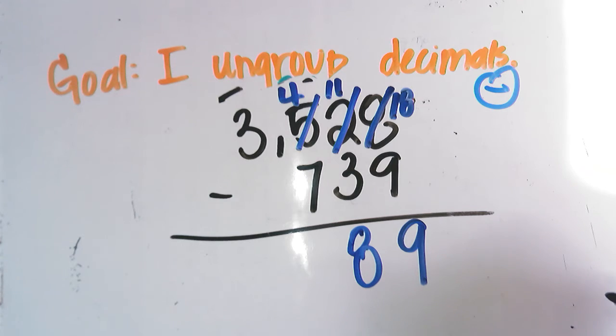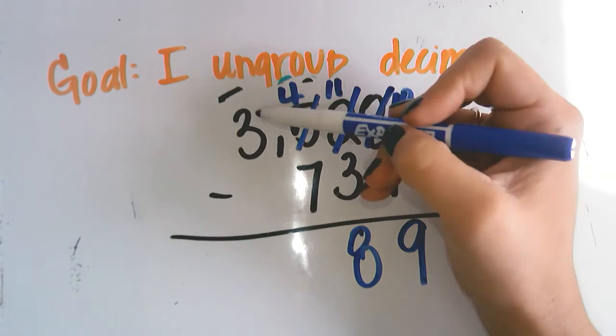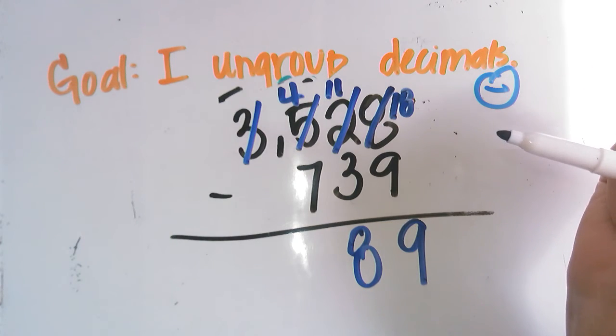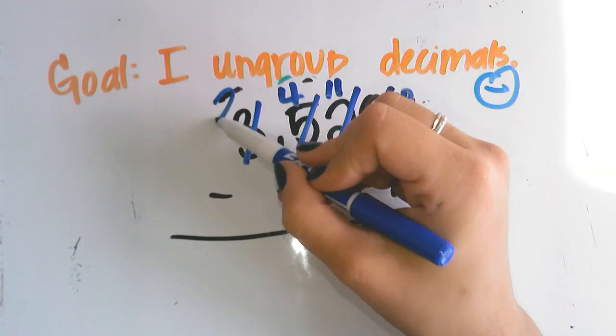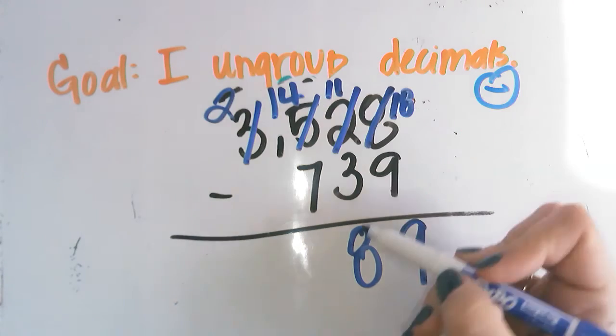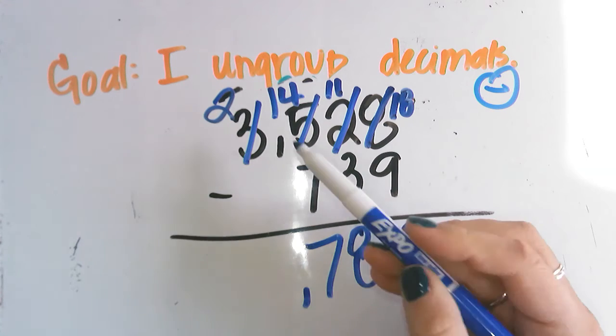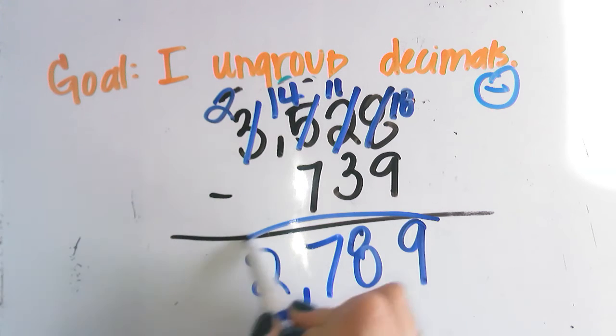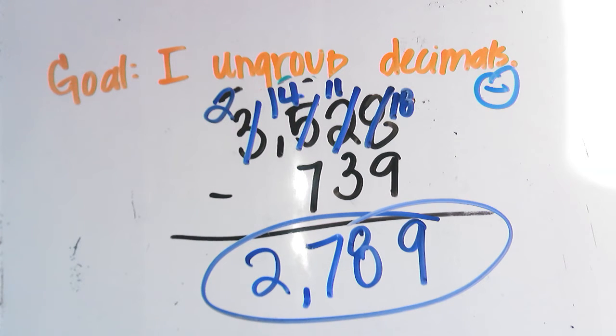4 minus 7. Must regroup. Cross out the 3, make it 1 less, so that's 2. Add 10 here. 14 minus 7 is 7. And then 2 minus something is 2. So you end up with 2,789. So that's how we ungroup when it's not just through zeros.